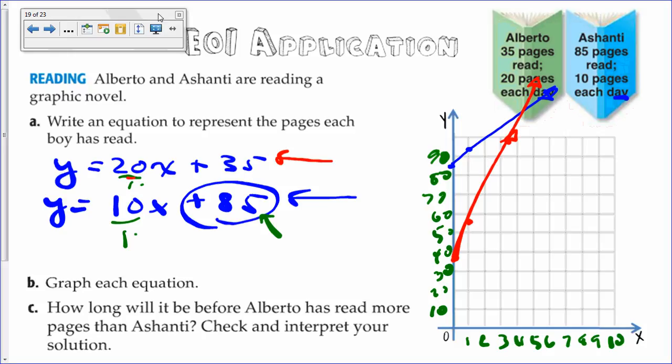All right, in there. So how long will it take before Alberto has read more pages than Ashante? Well, when are they going to be the same? Probably about 4 to what? 5 weeks. Okay? Because what happens, the red line, is Alberto does what? He takes over. And then he goes more, doesn't he? Once he takes over here, then he gets higher and higher than the other person, Alberto, or Ashante. Everybody see how we interpret that data? Okay.